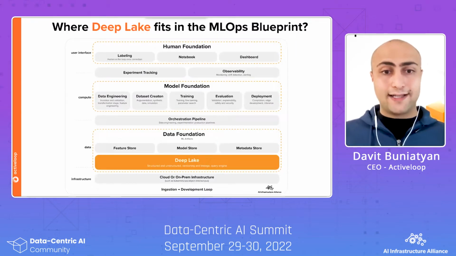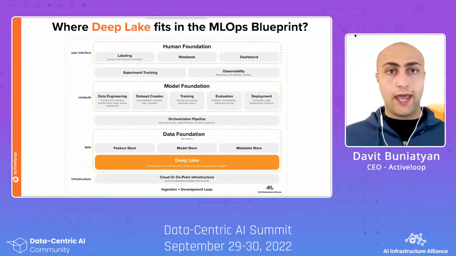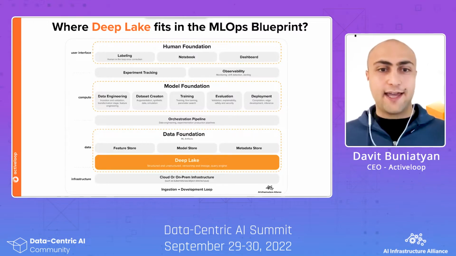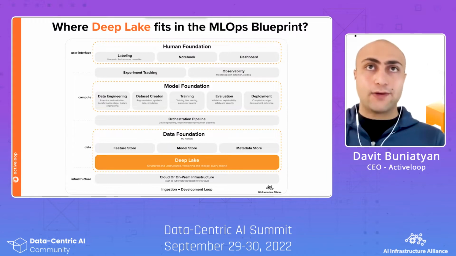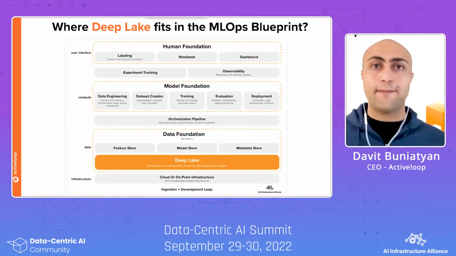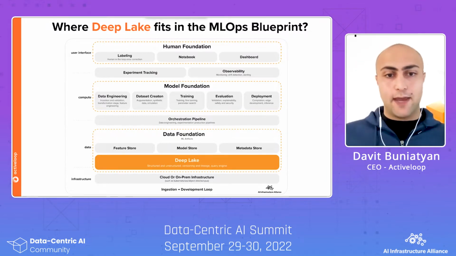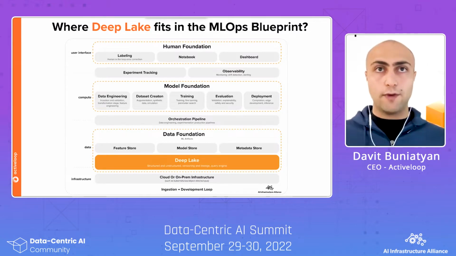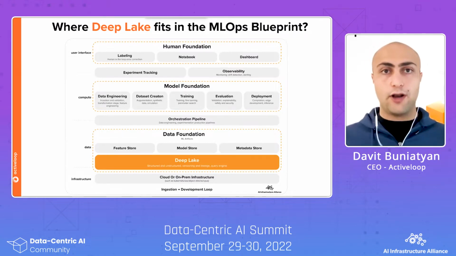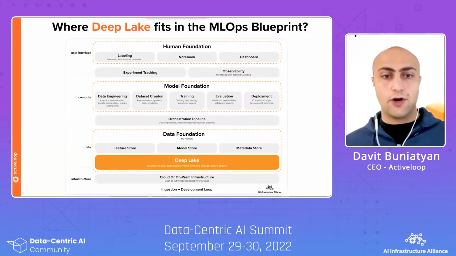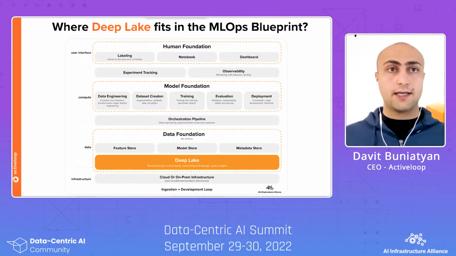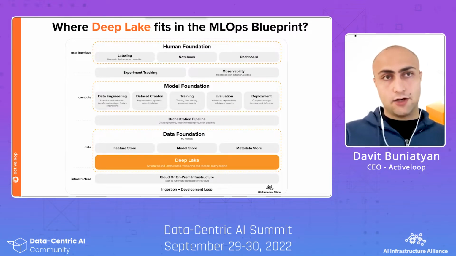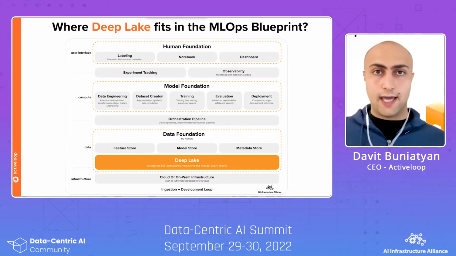Let me tell you where it sits in the whole MLOps ecosystem. We have been working with AI Alliance infrastructure on coming up with this ecosystem map, which is the new blueprint for MLOps. And you can see it has three main components. The first one is the human foundation. The second one is the model foundation. And the third one is the data foundation. And you can see how it goes from the bottom up to the top, from the infrastructure level to the user interface. And from the left, it goes from the ingestion of the data to the production use cases.